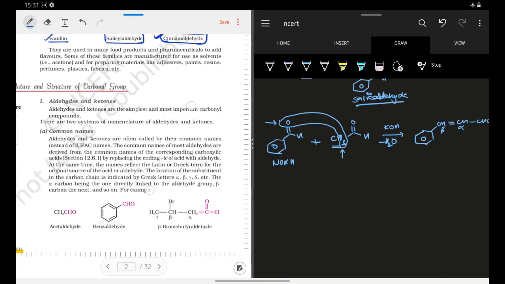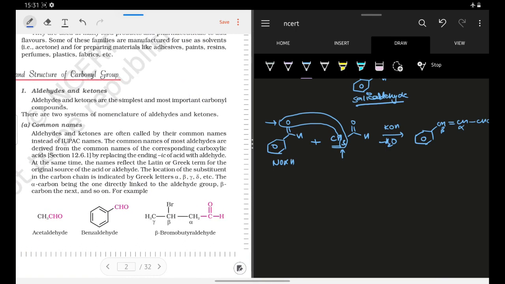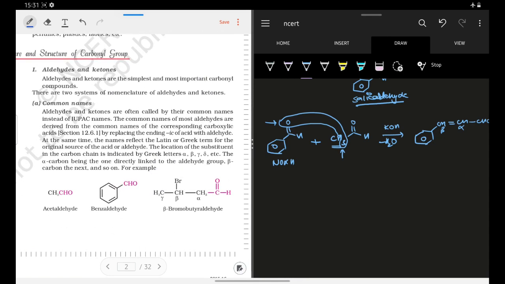Now let us try to move further, which is the nomenclature and structure of carbonyl group. This is a very easy part. Here one of the things that you have to remember is some of the common names. You know what acetaldehyde is? I have already told you that acetaldehyde and benzaldehyde, if I condense both of them, it will give me cinnamaldehyde.